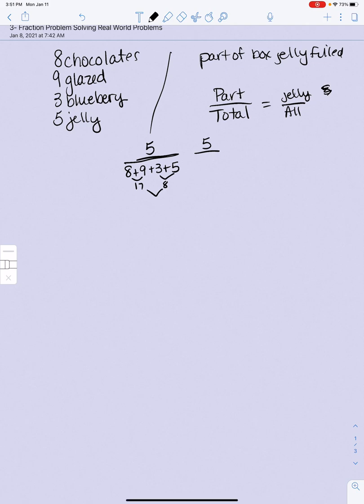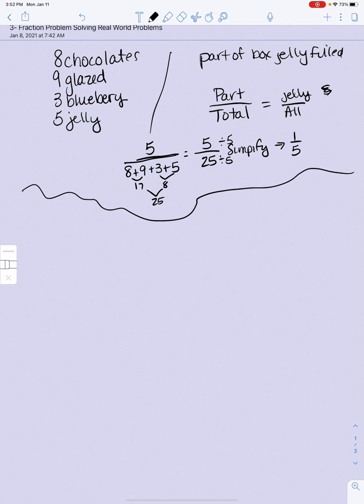This is how I do my math. I break it into pieces. 5 over 25. I cannot leave it like that. We need to simplify by dividing the top and the bottom by the same number, which is 5. And you'll get 1 over 5 as your answer. So 1/5 is the answer to the donut hole problem.